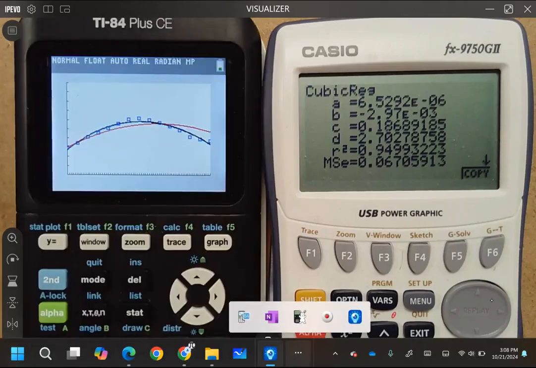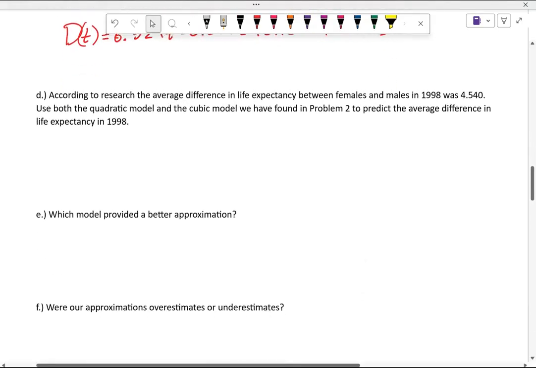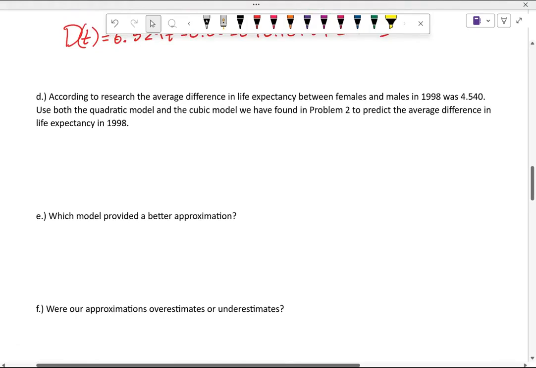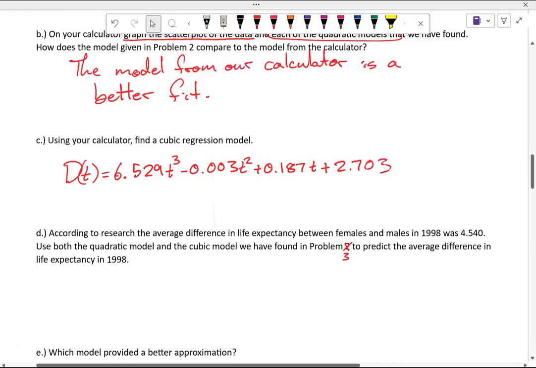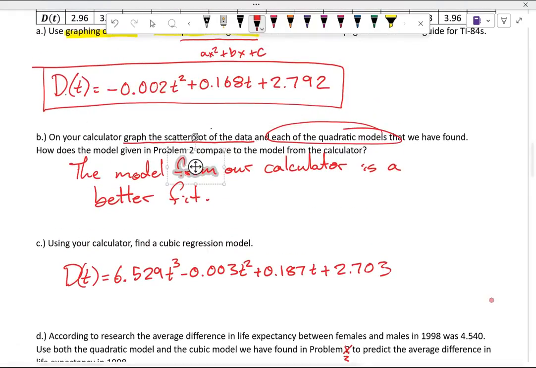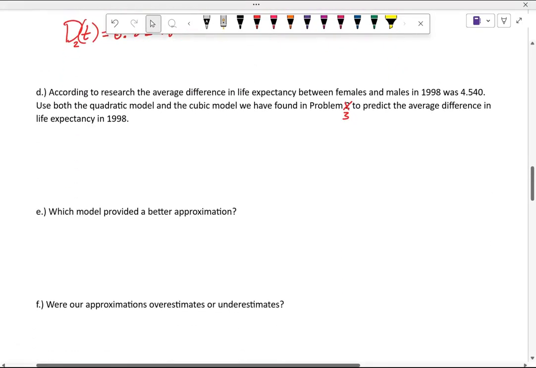So let's go back to our notes and see what else they asked us to do. Part D: according to research, the average difference in life expectancy between females and males in 1998 was 4.504. Use both the quadratic model and the cubic model we have found in this problem. So this is actually problem 3. Use them to predict the average difference in life expectancy in 1998. I'm going to differentiate these, so I'm going to say this is D sub 1, and D sub 2. We're going to use both of those.